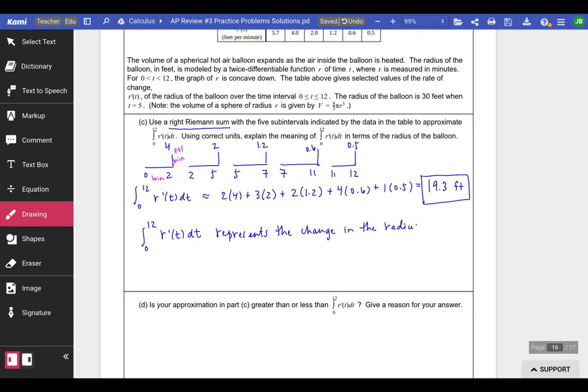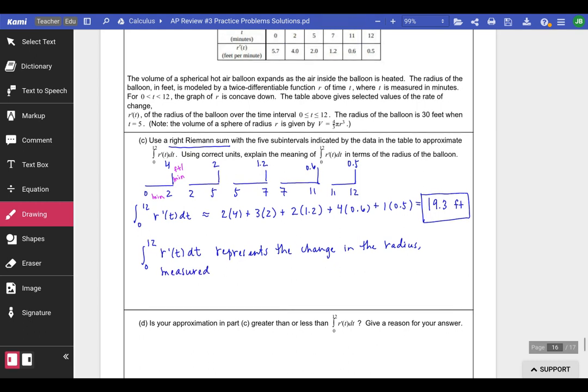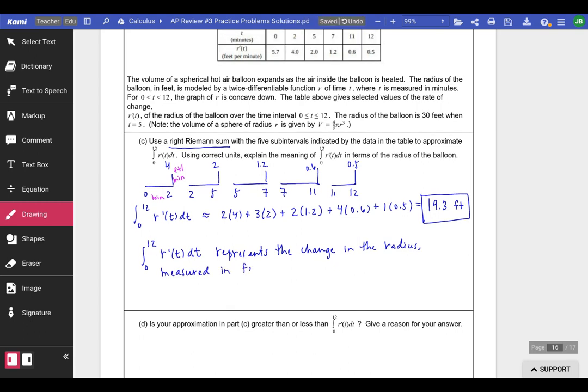And we put the units, so measured in feet over the time interval t equals 0 to t equals 12 minutes. Now, if we were referencing our value, we would say the approximate change in the radius, or the radius increased by approximately 19.3 feet over that period of time. The idea is that integrating the rate gives you the change in that amount.